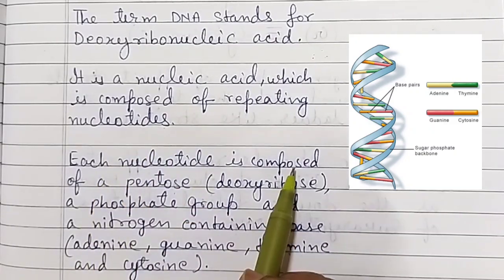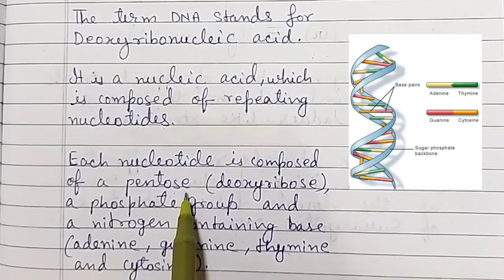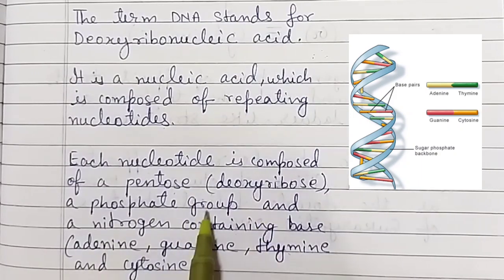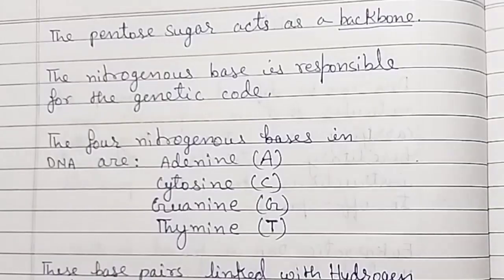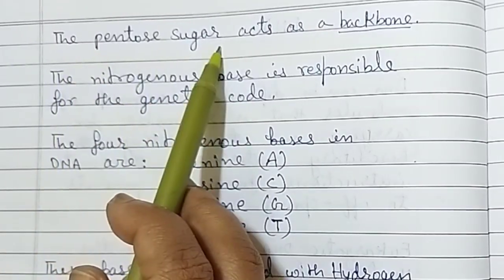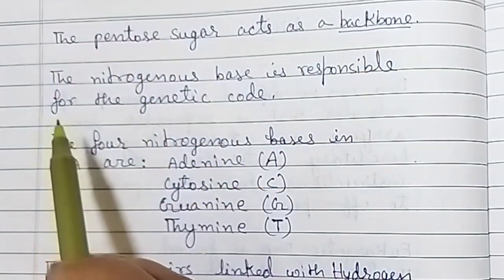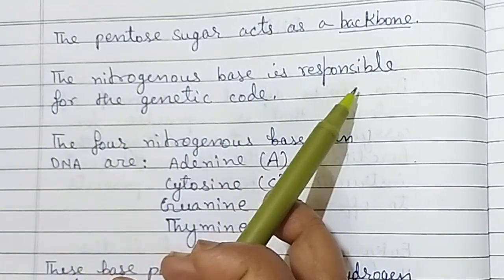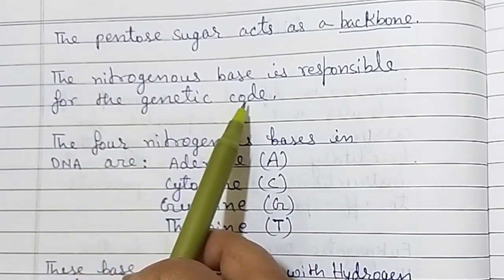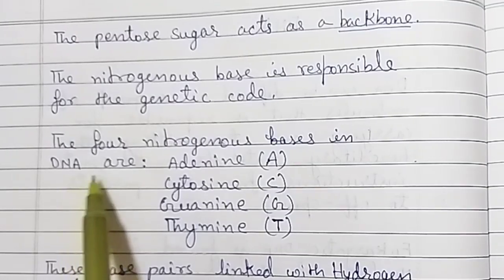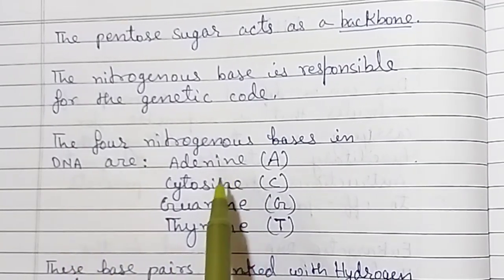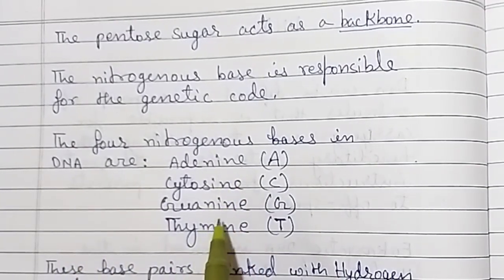Each nucleotide is composed of a pentose, that is deoxyribose, a phosphate group, and a nitrogen-containing base: adenine, guanine, thymine, and cytosine. The pentose sugar acts as a backbone. The nitrogenous base is responsible for the genetic code. The four nitrogenous bases in the DNA are adenine, cytosine, guanine, and thymine.